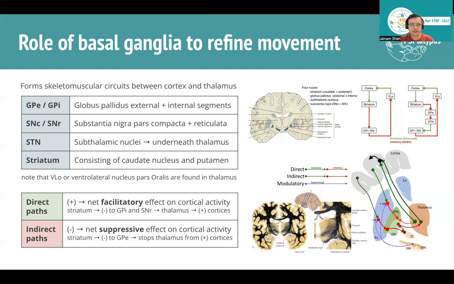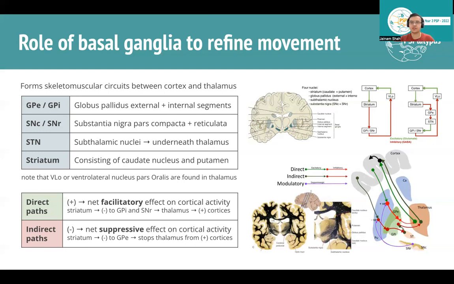Also, something that's not really part of the basal ganglia, but it's actually still part of the circuits, is the VLO, or the ventrolateral nucleus pars oralis, which is found in the thalamus. So technically not part of the basal ganglia, but it's still important to know the VLO because it has a function. And that function is essentially the direct pathway and the indirect pathway within the basal ganglia circuits. So again, just to keep it really simple at this moment, remember that the direct pathway is responsible for facilitating motor effects. So it helps you to perform motion, whereas the indirect pathway is suppression. So it tries to reduce the amount of movement that you're able to do.